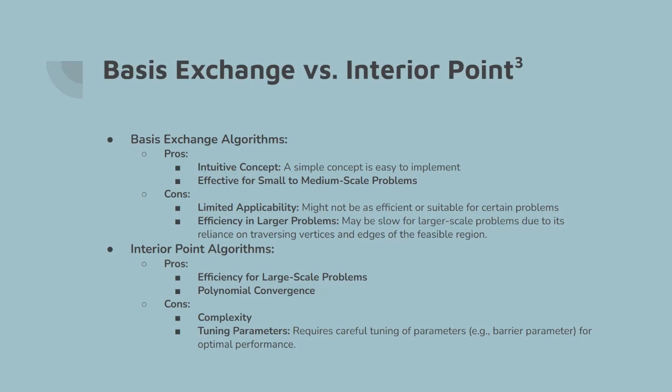Some cons are their complexity, and I don't mean time complexity. I should have been a little more clear here, but I mean complexity for implementing. Just like the basis exchange algorithms are simple and easy to implement, these interior point algorithms are a little bit more complicated. And another con is that they require careful tuning of parameters, such as the barrier parameter, for optimal performance. So they might, in theory, be really efficient, but if you're not good at tuning parameters, then they become less efficient.